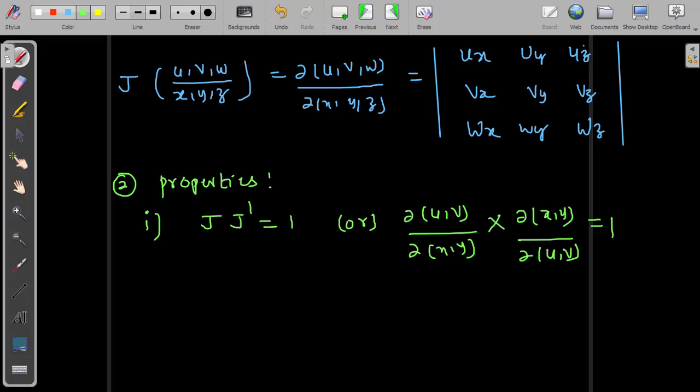So the symbol J stands for ∂(u,v)/∂(x,y). J dash means ∂(x,y)/∂(u,v). Now let's talk about property 2.